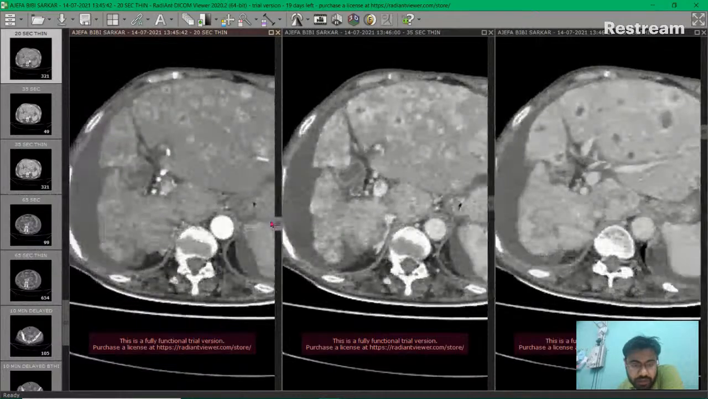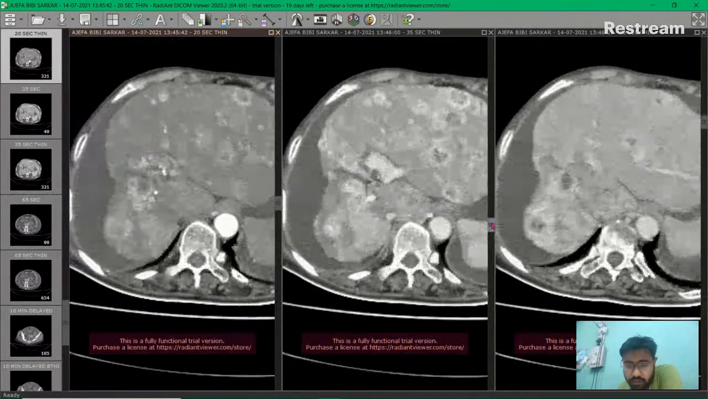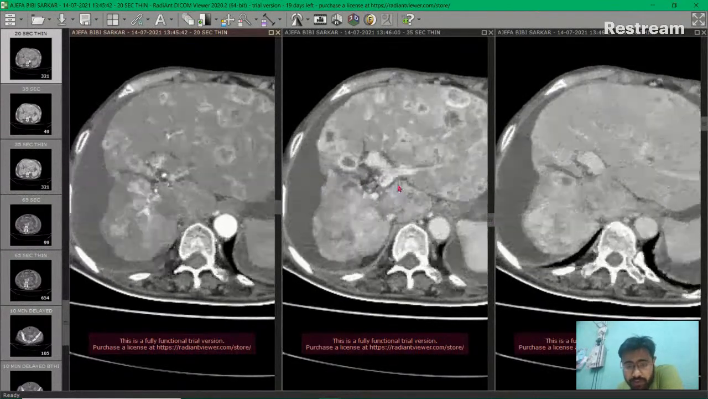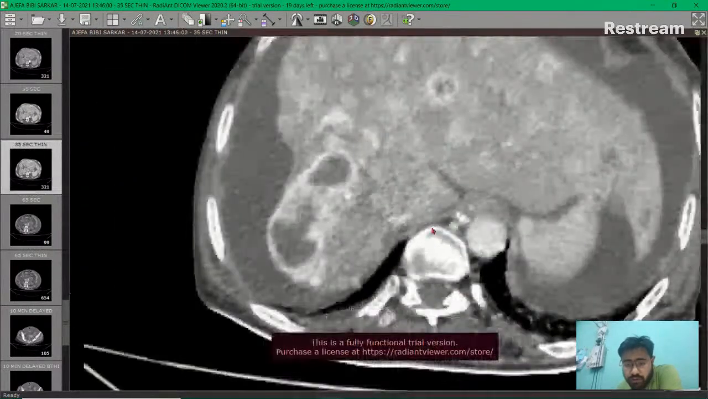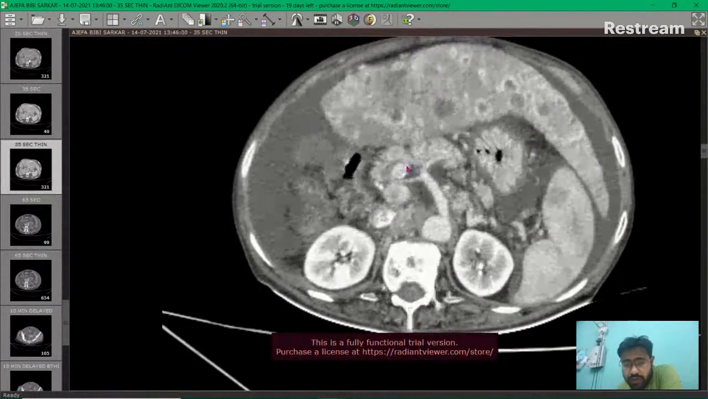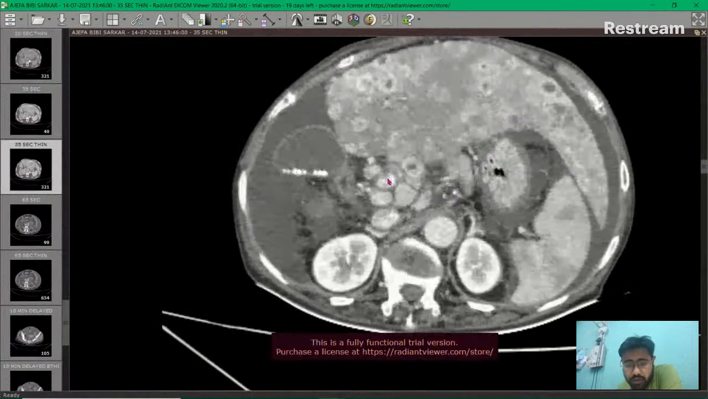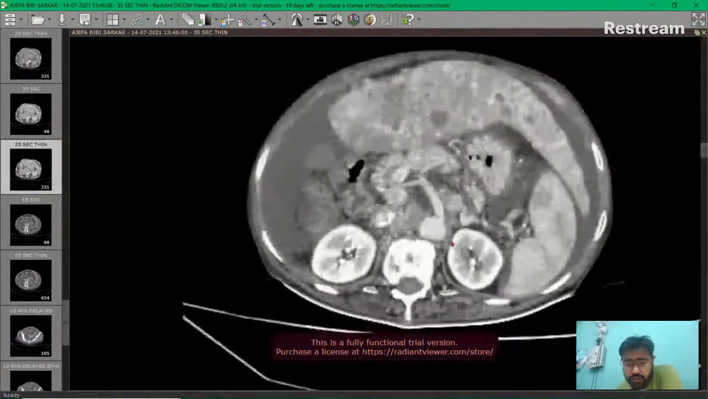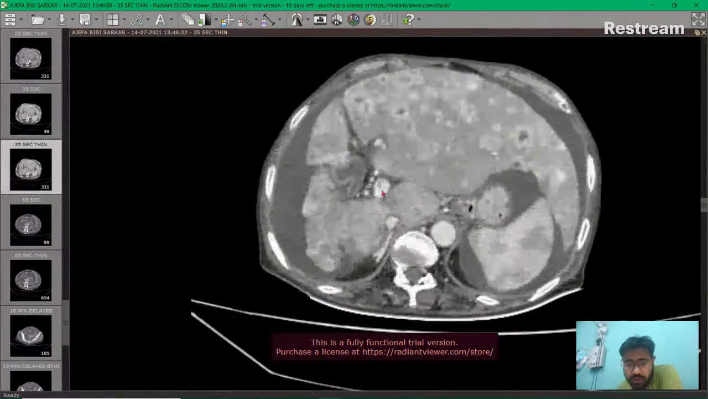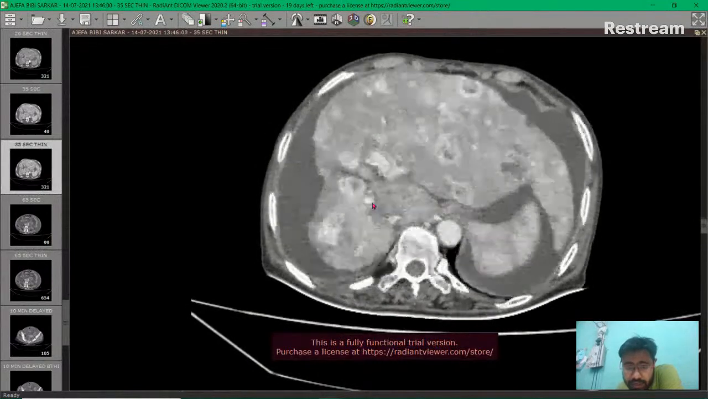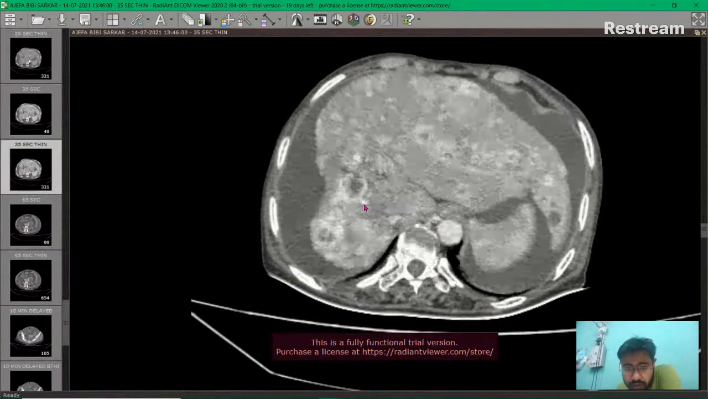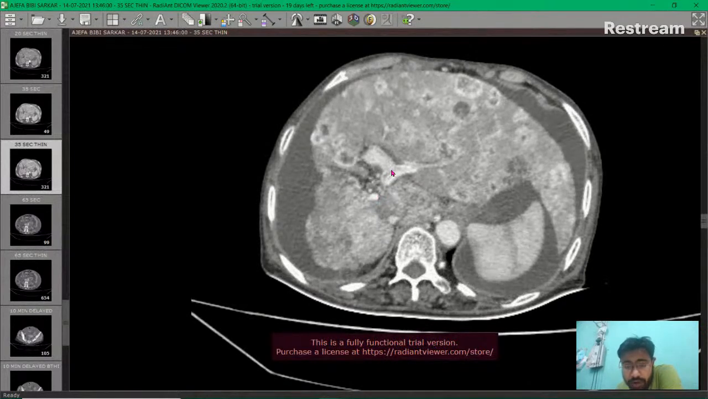Third point, compared to the left lobe, this right lobe, this is the portal vein. Let me zoom it for you. This is the main portal vein. Just trace the portal vein. Now it is getting bifurcated into a left branch and a right branch. You can see that the right branch of the portal vein is definitely narrowed as compared to the left branch.